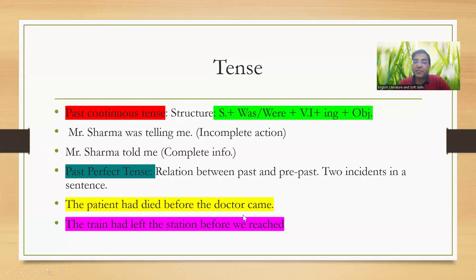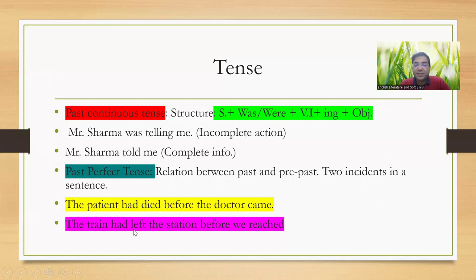Like, the patient had died before the doctor came. So there are two actions: the patient's death in the past, and then the doctor came, the coming of the doctor. So the first action is made in past perfect, that is the patient's death. So the patient had died, and after that the doctor came. In the second action, you have to use past simple. The patient had died before the doctor came.